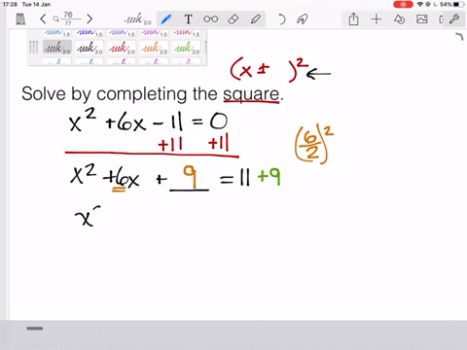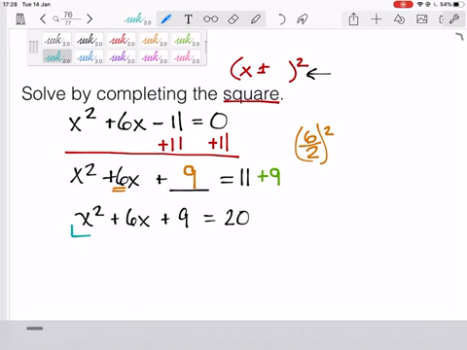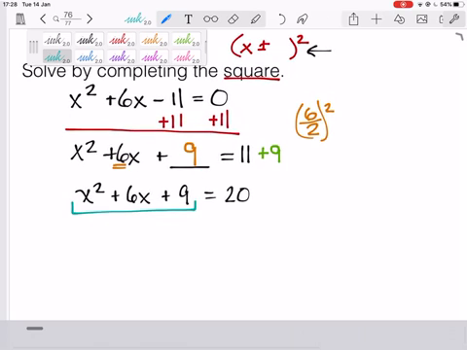So now I've got x squared plus 6x plus 9 equal to 20. From here, I'm going to factor this left side. Multiplying to get positive 9, adding to get positive 6. I know that's going to be x plus 3 and another x plus 3. So 3 times 3 will give me 9. 3 plus 3 will give me 6.